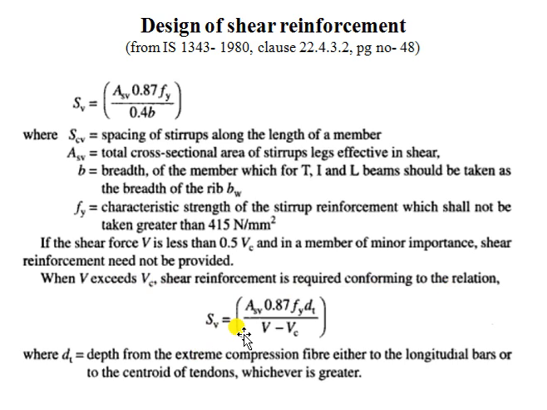Sv equal to Asv into 0.87 fy dt divided by V minus Vc, where dt is the depth from the extreme compressive fiber either to the longitudinal bars or to the centroid of the tendons, whichever is greater. So these are the two formulas used for the design of shear reinforcement. This is the formula used when V is less than 0.5 Vc, and this is the formula used when V is more than Vc.